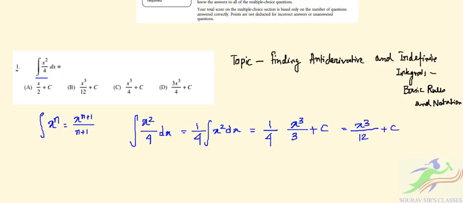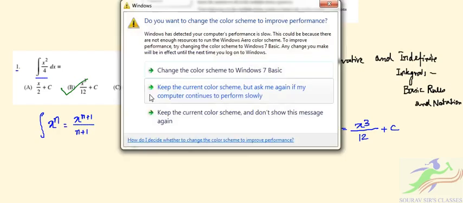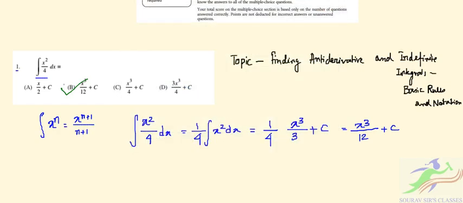From here you can see that the correct option is option B. Option A is incorrect, because this is the derivative of x squared by 4, not the antiderivative. Option C is also incorrect. This response would result if the power rule for antiderivatives was not applied correctly. Option D is also incorrect. So the only correct option for question number 1 is option B.